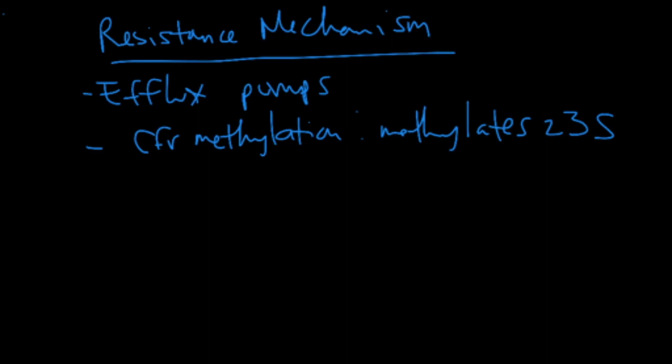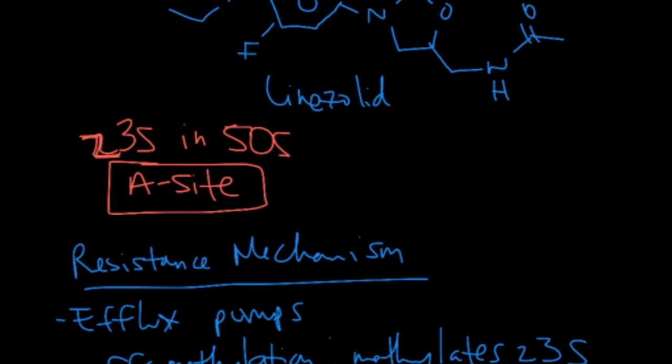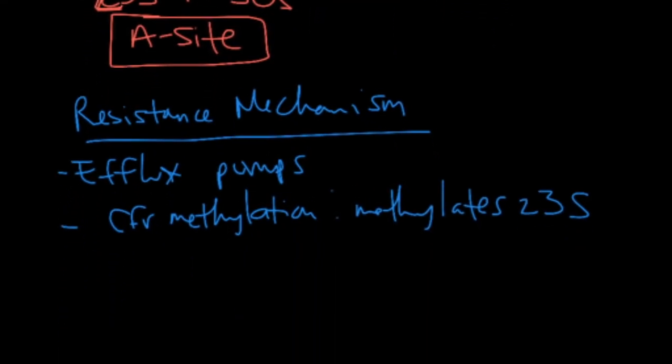Okay, so there are two resistance mechanisms the bacteria have developed against linezolid and tedizolid, which are oxazolidinones. Remember, they're called oxazolidinones because you have an oxazole ring, which is the oxazole ring over here. They developed resistance against oxazolidinones by efflux pumps and Cfr methylation. Remember that dalfopristin also uses Cfr methylation, and what this is is that the Cfr enzyme methylates the 23S subunit.